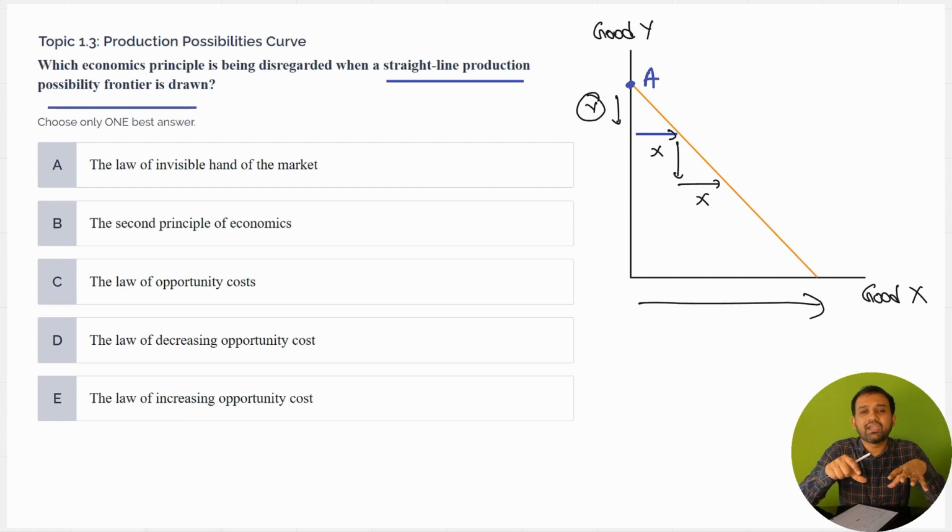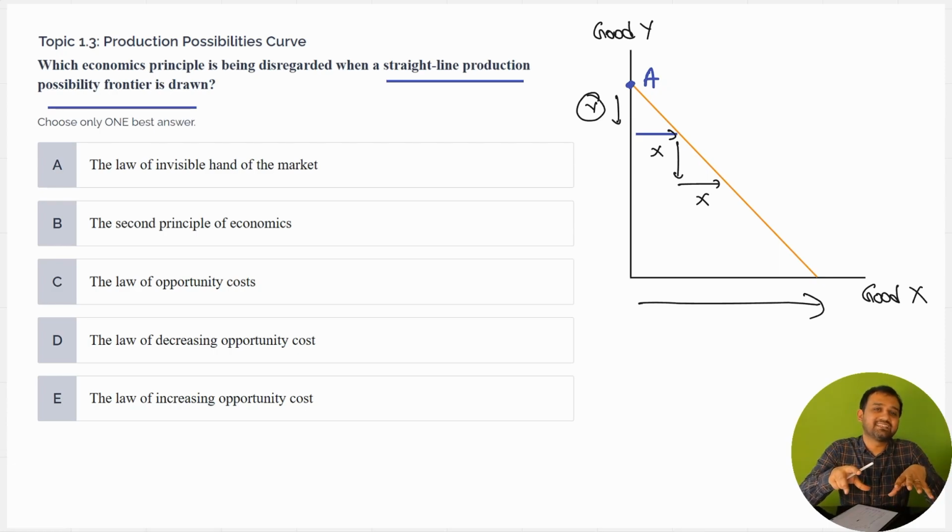So in what situation do you have a straight line production possibility curve? It boils down to resources being identical to each other. So think of 100 workers that are available. Each of them can produce 1x or 2y. And therefore, when you drag one person away from production of y to production of x, regardless of whom you pick, all these 100 workers are identical, you will get the same opportunity cost as you keep reducing production of y and increasing production of x.